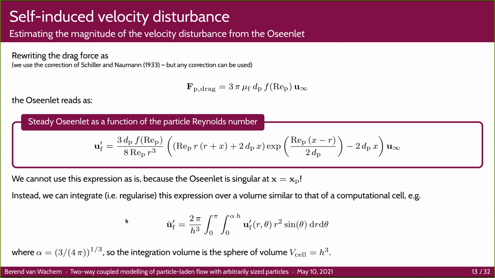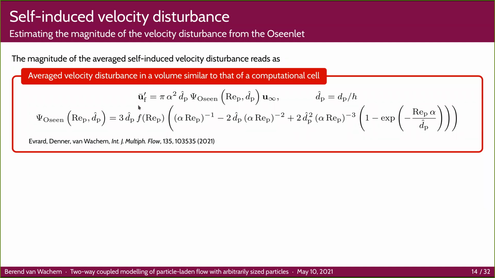So to account for that, we can't get the disturbed velocity at the center of the particle, but we can make an average of the disturbed velocity by integrating it over a volume which is the same size as our computational cell. That means our average disturbed velocity is the integral of the disturbed velocity over a sphere with the volume of h cubed. If we now introduce the parameter alpha, which is nothing more than the cubic root of 3 over 4 pi, we get an expression for our averaged velocity equal to pi times alpha squared, which is just a constant, times dp hat times our Oseen correction times u infinity, where dp hat is the particle diameter divided by the mesh spacing of our fluid resolution.